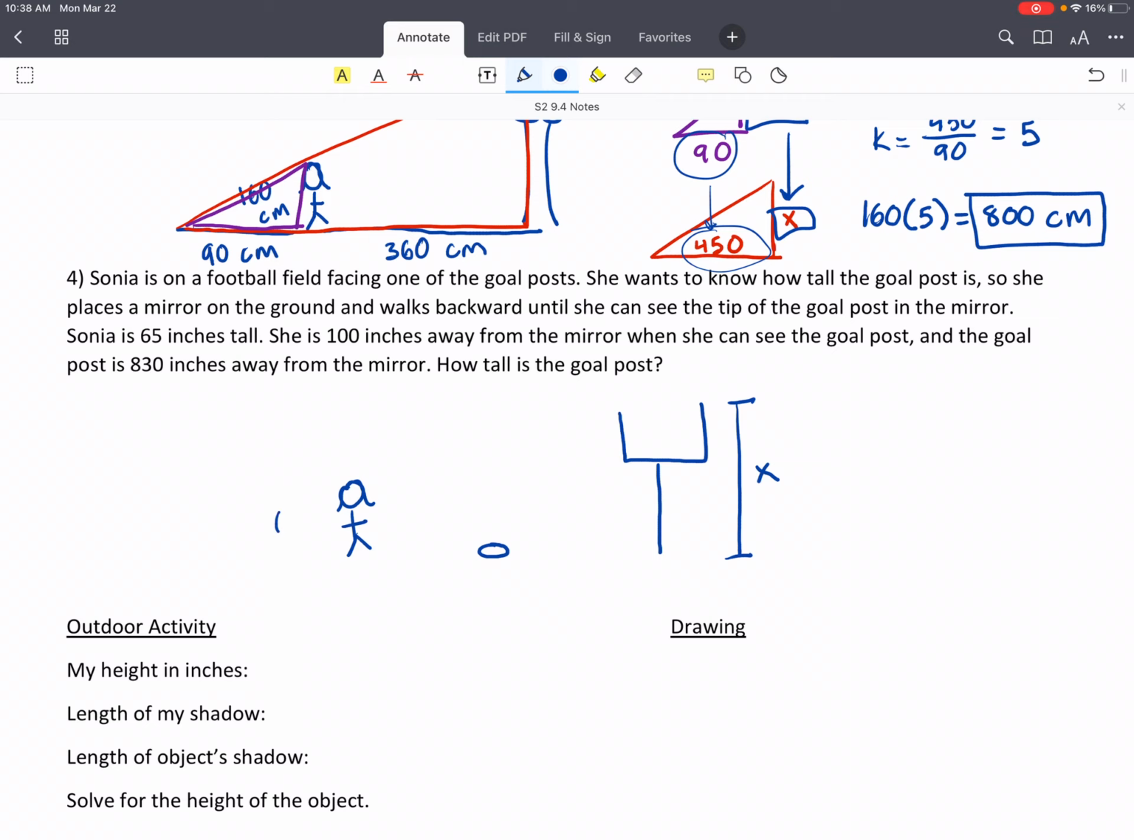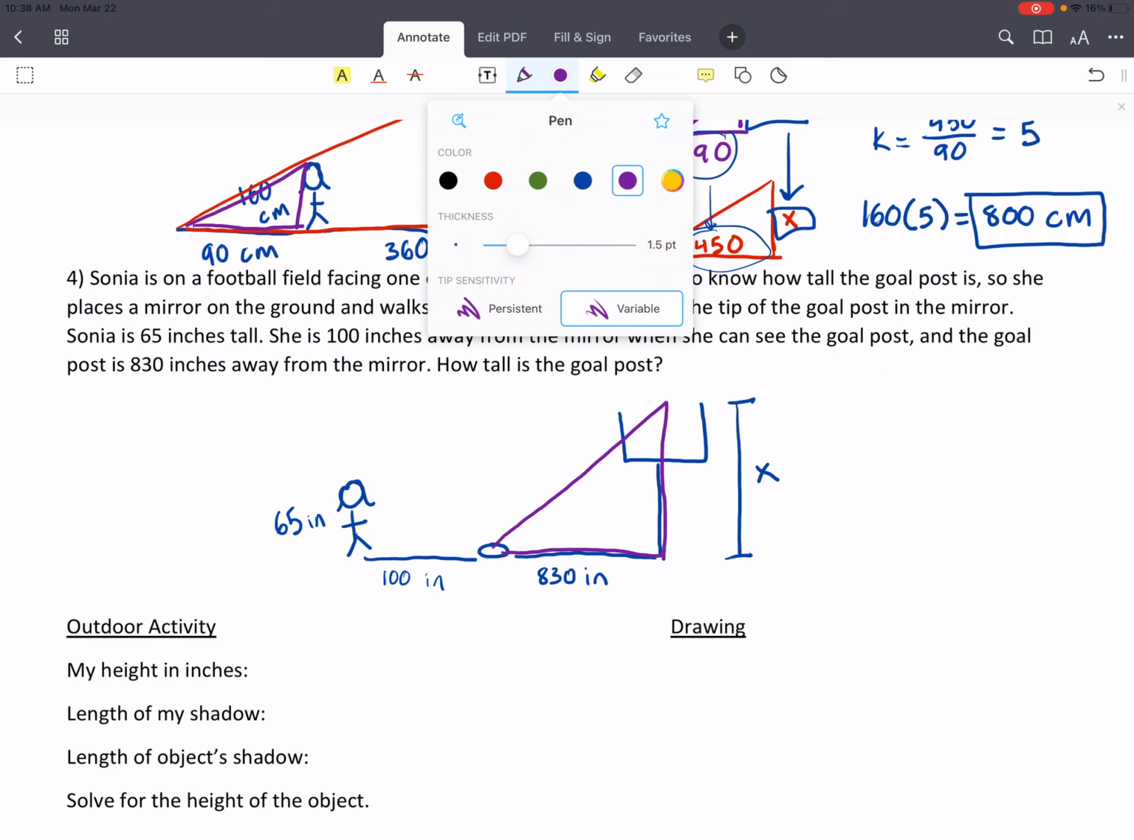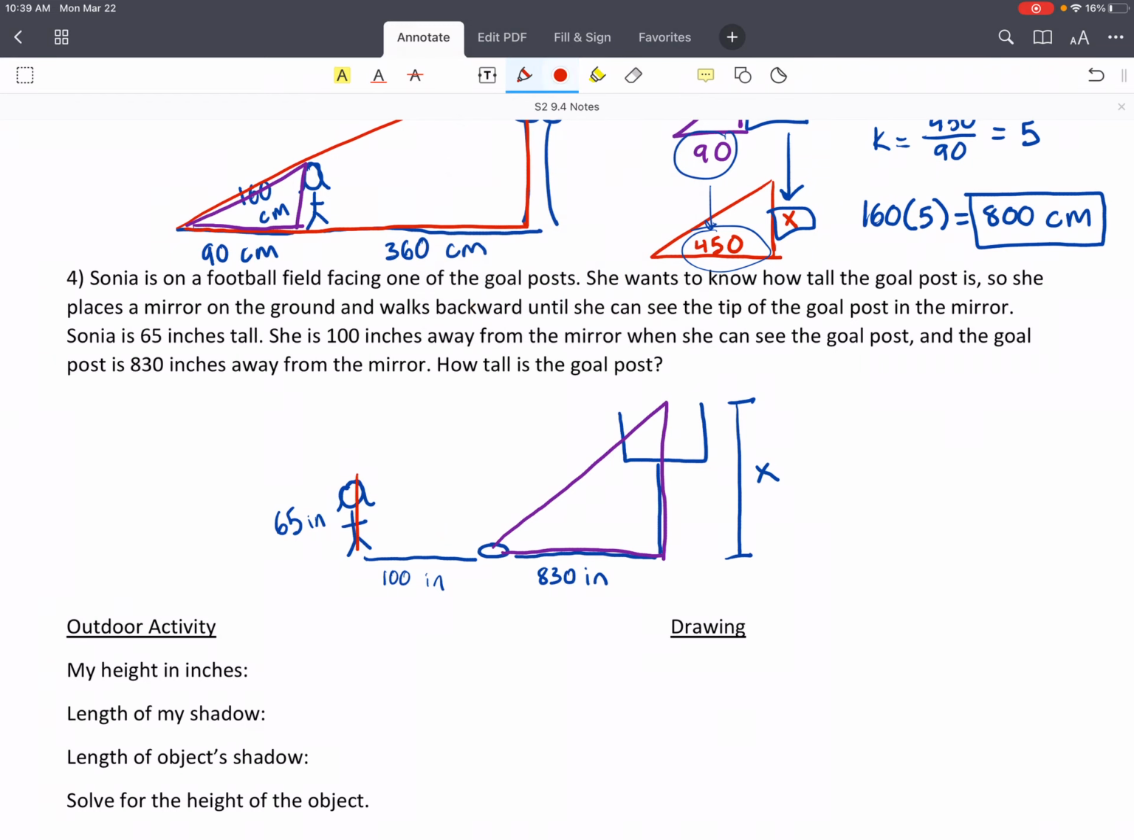Sonia is 65 inches tall. She is 100 inches away from the mirror, and the goalpost is 830 inches away from the mirror. So how tall is the goalpost? So here are similar triangles. We got one here, and we've got one here.